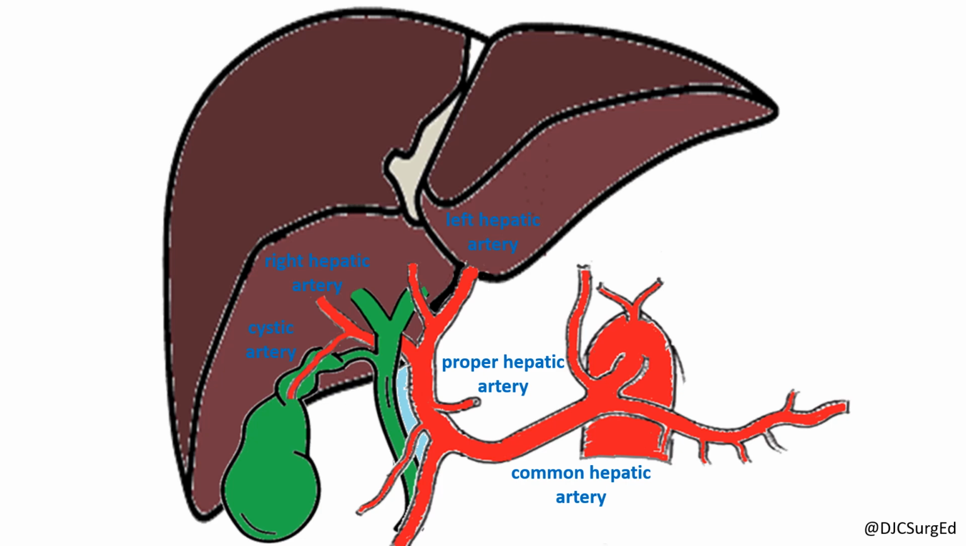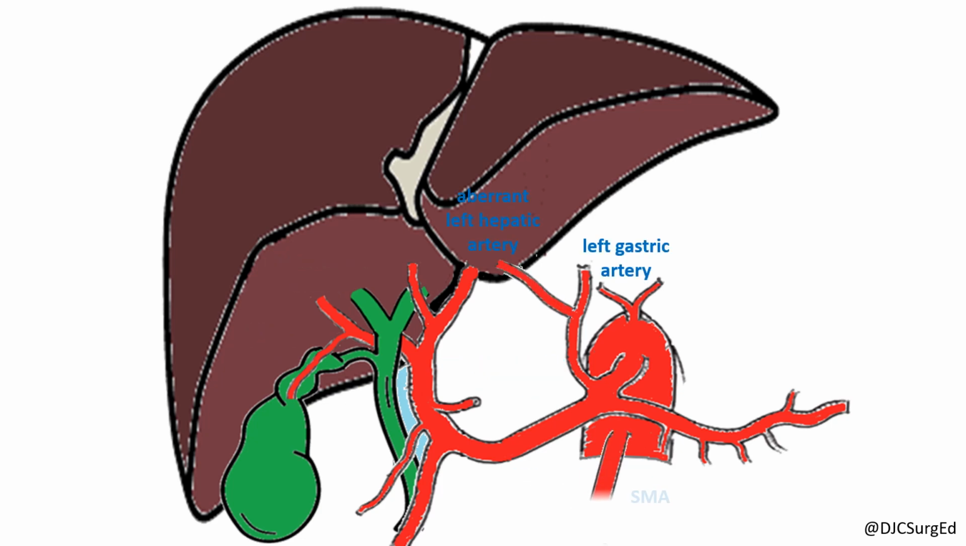Hepatic arterial anatomy can be variable, and an aberrant left and right hepatic artery most often arise from the left gastric and superior mesenteric arteries respectively.